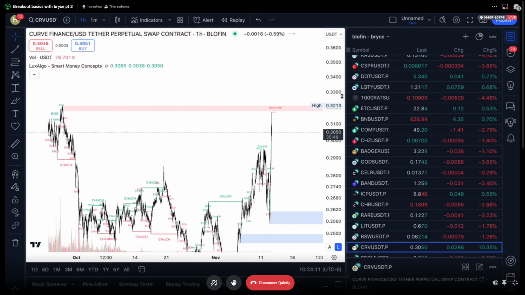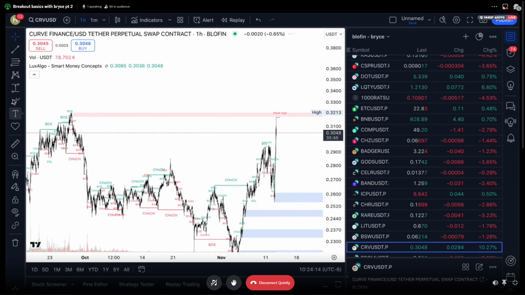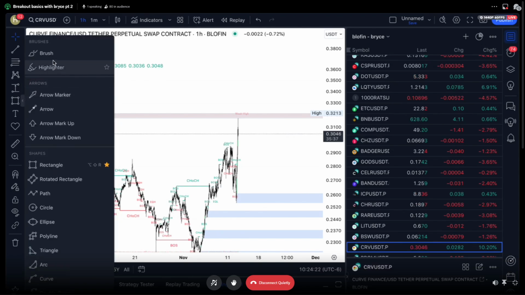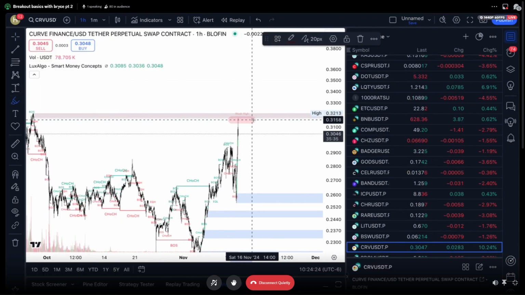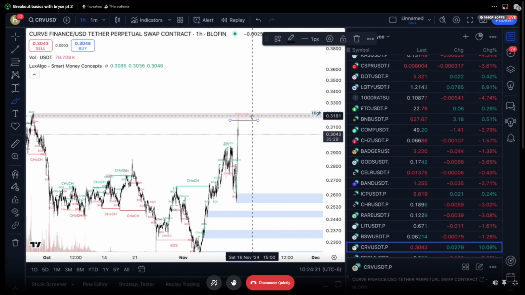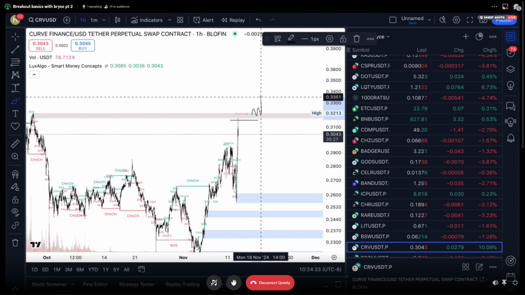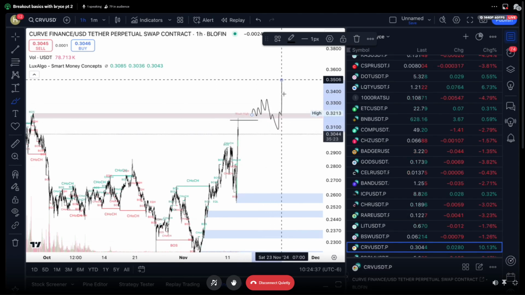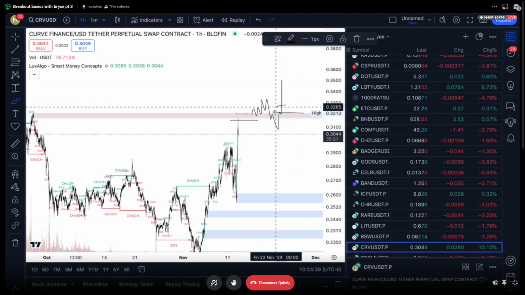So let's take CRV, for example, right? CRV, you have your supply here. We're testing supply. We haven't swept above. No sweep above yet. That's okay. We're testing supply. Oop, wrong tool. So what I'd like to see is a sweep above this level, a little bit of a deviation back below, and then we long the reclaim. This is our trigger right here.